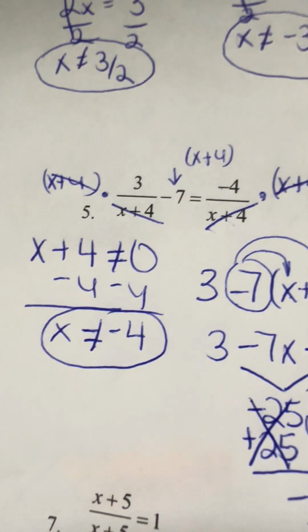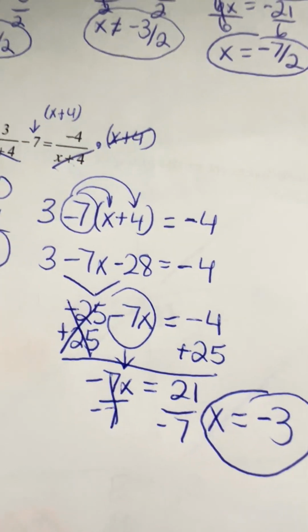Now, since our constraint was a negative 4, we're all set with this, and that is all we have to do.